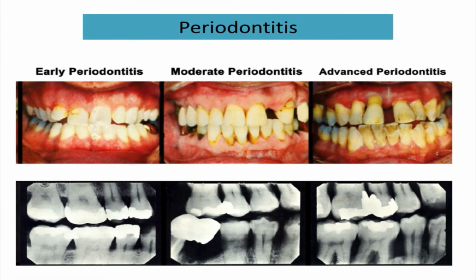Inflammation of the gingiva can then extend into the periodontium, which is called periodontitis. Based on clinical signs like gingival recession, periodontal pocket formation, furcation involvement, mobility of teeth, and radiographic findings like horizontal or vertical bone loss, periodontitis can be classified as early, moderate, and advanced periodontitis.